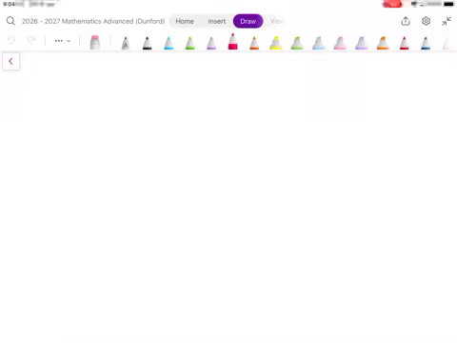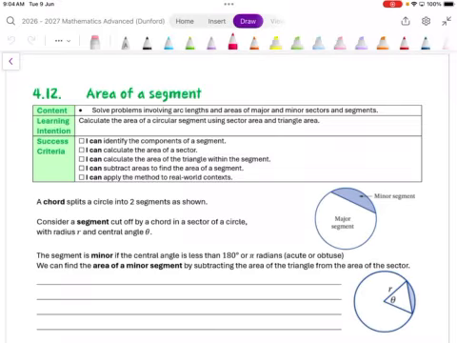Morning. We are looking at finding the area of a segment today. So what we have is a chord. A chord is a line that goes from the circumference on one side of the circle to the other, but not through the center, and it splits a segment into two as shown, okay?